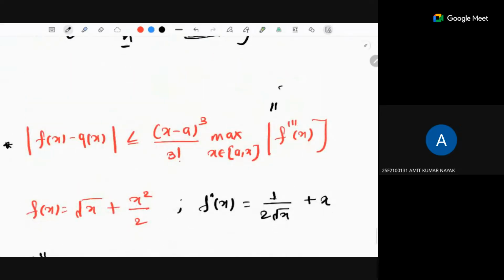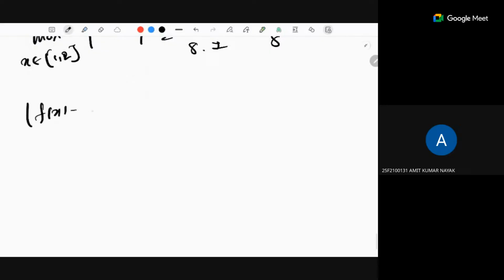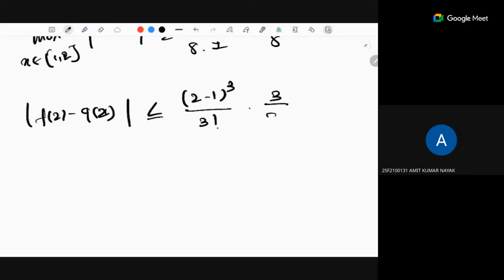See, we got this value to be 3 by 8. We have this (x minus a) the whole cube, that is 2 minus 1 the whole cube, which is 1 only. And we have 3 factorial. So x is 2 here. So f of 2 minus the quadratic at 2 is less than or equal to (2 minus 1) the whole cube by 3 factorial into the max value. This is 3 by 8. So this is 1 by 6 into 3 by 8. So this is 1 by 16. You can calculate it in decimals.